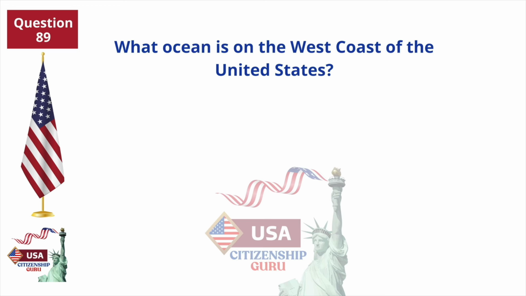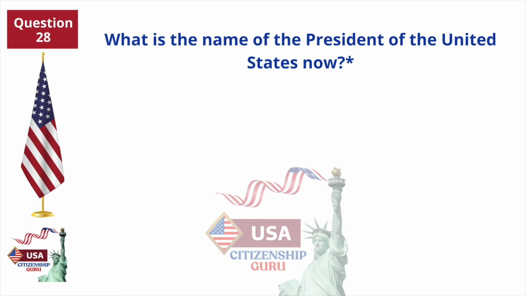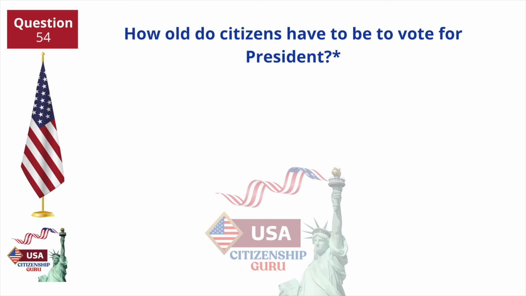What ocean is on the west coast of the United States? Pacific. Pacific Ocean. What is the name of the President of the United States now? Joe Biden. How old do citizens have to be to vote for president? 18 and older.